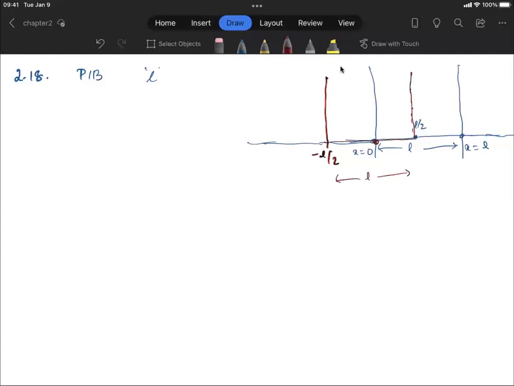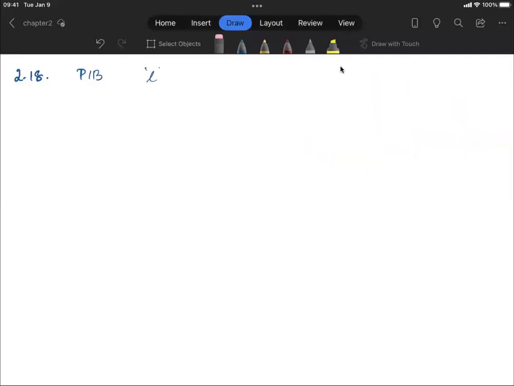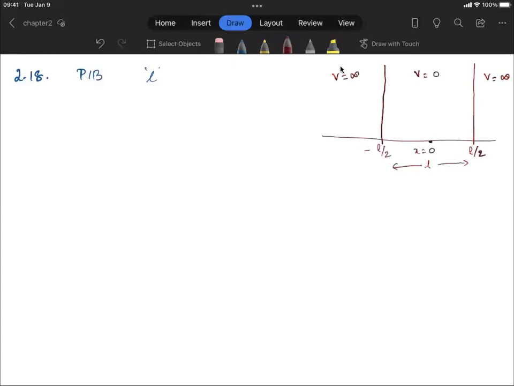Having clarified this, let me draw the particle in a one-dimensional box the right way for clarity, and we can get started with deriving. This is the center of the box. This is negative L over 2, x is equal to 0, and this is L over 2. The box is of length L. Now the potential is infinite on either side, outside the box. The potential is 0 inside the box.